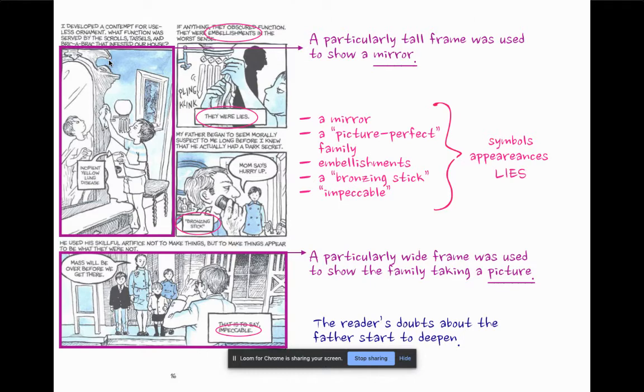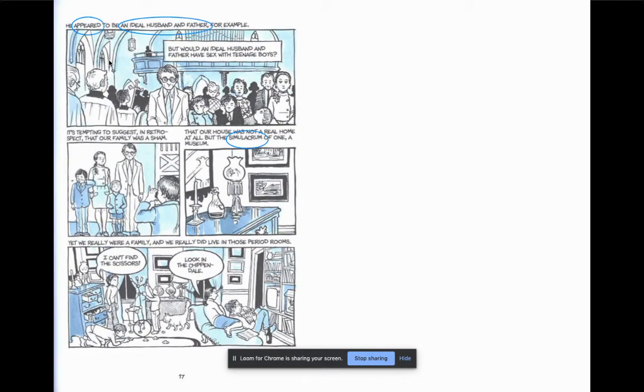So in this panel, or maybe most likely even earlier than this page, you would have started doubting something about the father. And when you reach this page, your doubts start to deepen. And then the very next page, page 17.